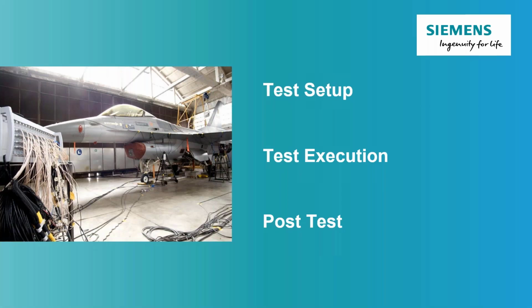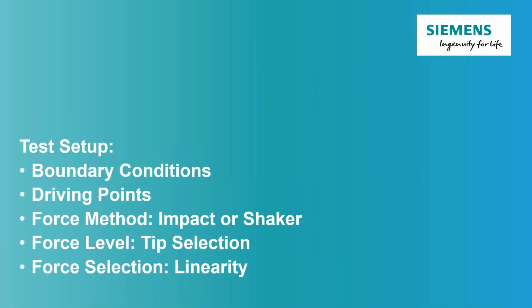So let's talk about these three things really quick. Let's talk about what that test setup would look like to get these mode shapes, how we would execute that test, and then what we do with that data. So for the test setup, there's some things that we need to take into account. And these are those things. So what are our boundary conditions? And we'll talk about what that means here in a minute. The driving points, or how and where are we going to excite this structure? And then what kind of force method are we going to use to excite this structure?